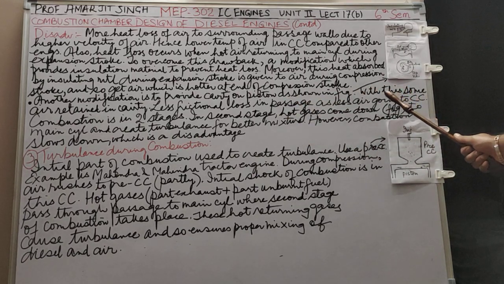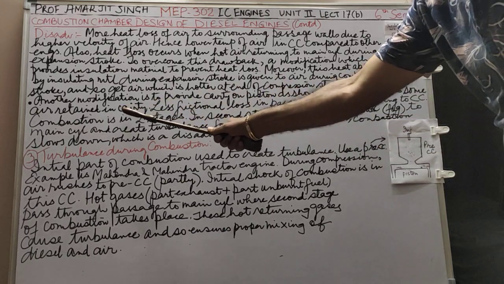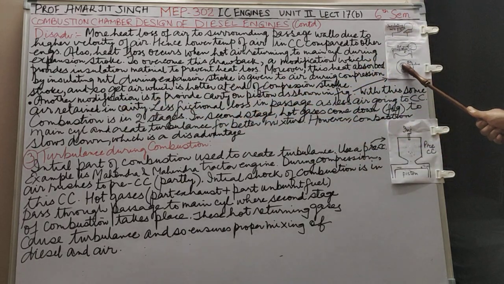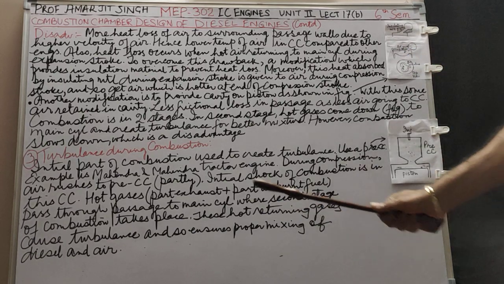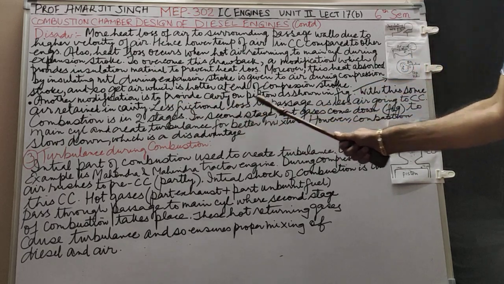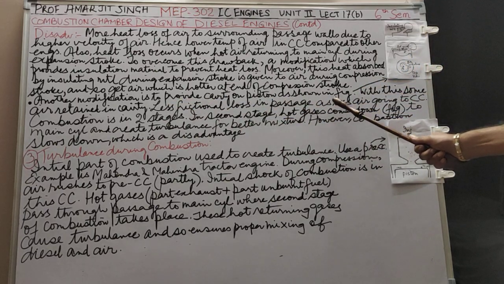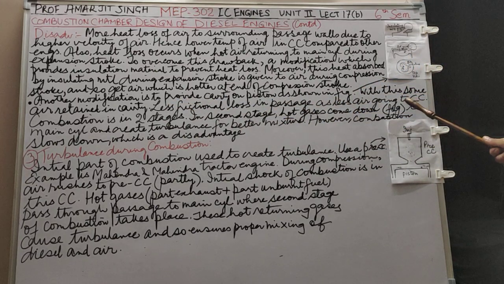With this, some air is retained in the cavity. This air which is coming down is retained in this cavity. Less frictional loss in the passage, as less air goes to the combustion chamber. Since some air is already in this, in the next cycle, less air needs to come down.